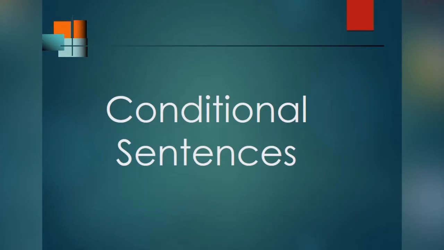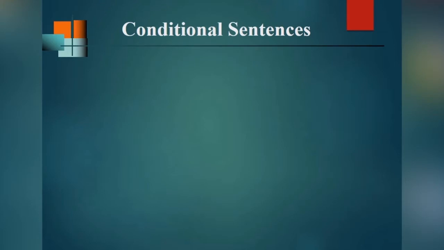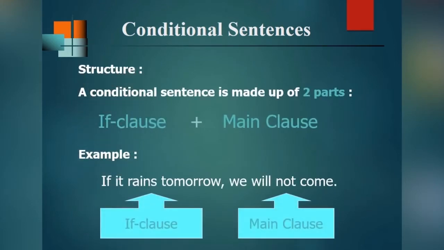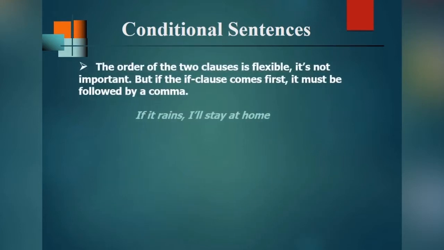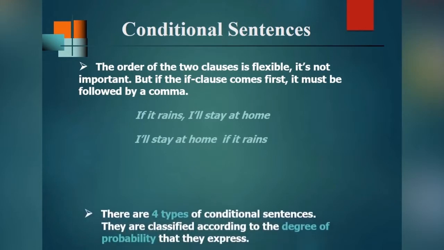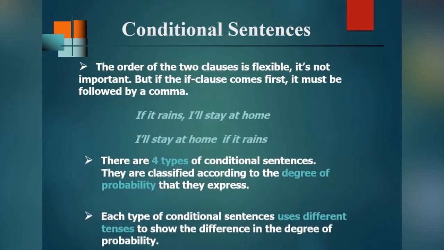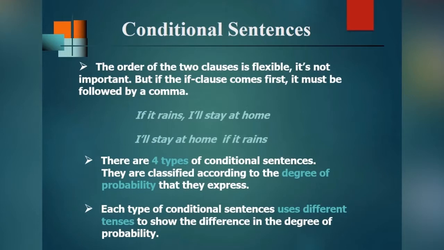Okay, with this presentation we are going to see the different conditional sentences, their structures and different uses. Let's start by saying that a conditional sentence structure is made up of two parts: the if clause, which expresses the condition, and the main clause, in which we express the possible result. Use an example. The order of the two clauses is flexible, but it's important to keep in mind that if we start with the if clause, there must be a comma between the if clause and the main clause, as you can see here.